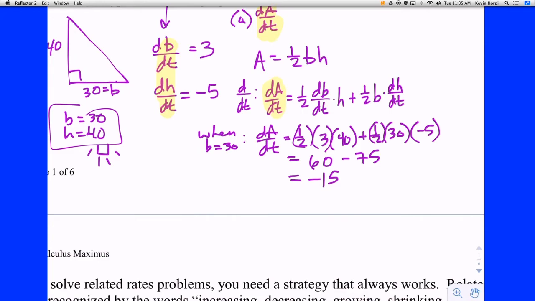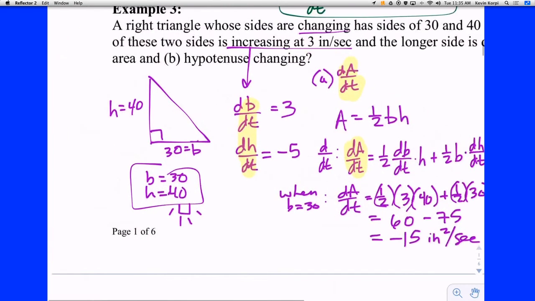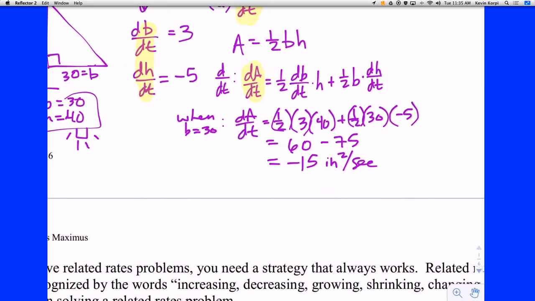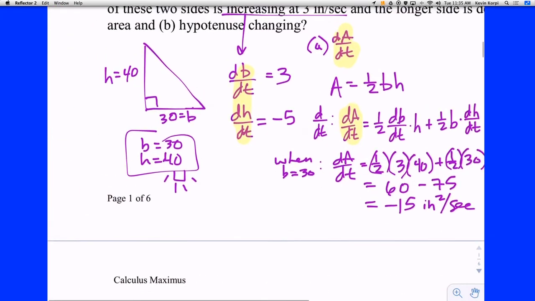Yeah, inches squared per second, I believe. Yep, we're talking about inches per second. So when the base is 30 inches, the area of the right triangle is decreasing by 15 square inches per second. Last one of the day, part B.